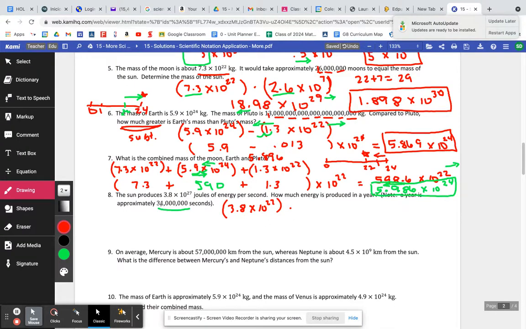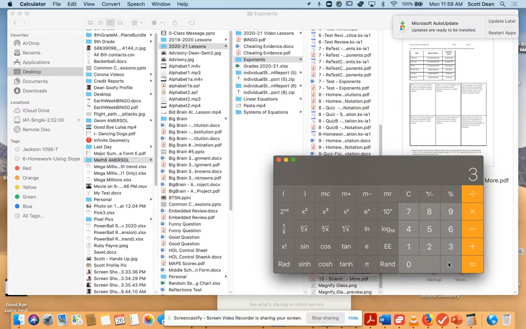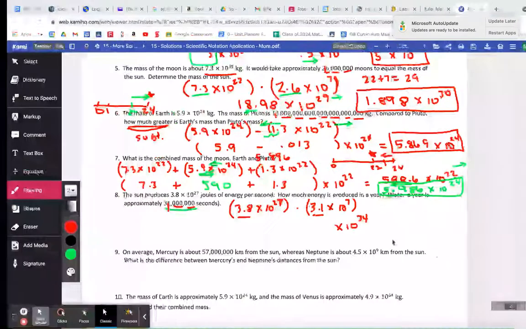So I'm going to put the decimal right there. 1, 2, 3, 4, 5, 6, and one more is 7. So let's go 3.1 times 10 to the 7. Okay, multiply is add the exponent. So 27 plus 7. So I now know that it's going to be times 10 to the 34. Then I'll go have my calculator help me with 3.8 times 3.1. 3.8 times 3.1, 11.78.